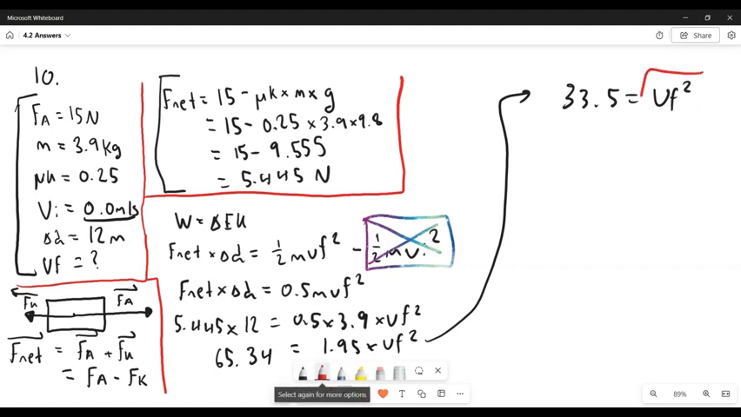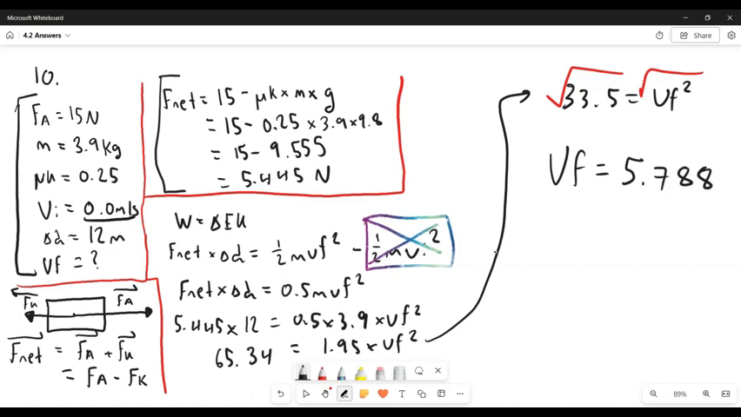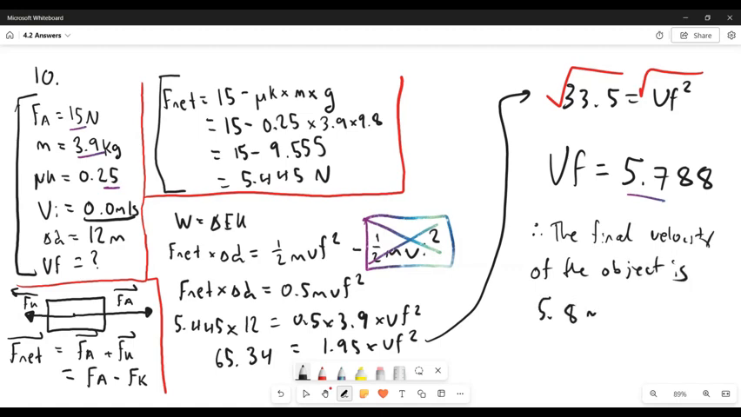Lastly, all we have to do is root both sides. Once we do that, we get the final velocity, which is 5.788. Now just take a look at the significant digits. 2, 2, 2 over here, so we only need 2. Therefore, the final velocity of the object is 5.8 meters per second. And so that is how you solve a question like that.